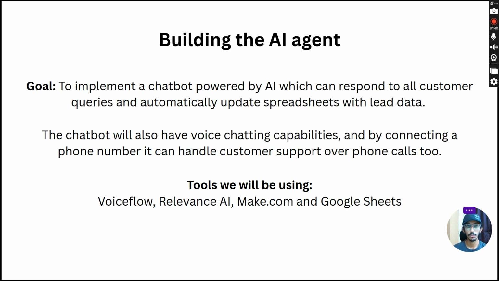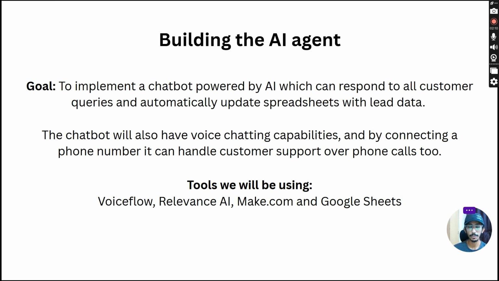So this is our brief overview of the agent that we will be building today. The main goal is to implement a chatbot powered by AI which can respond to all customer queries and automatically update spreadsheets with the lead contact information and details. The chatbot will also have voice chatting capabilities, and if we connect a phone number to it, it can handle customer support over phone calls too.